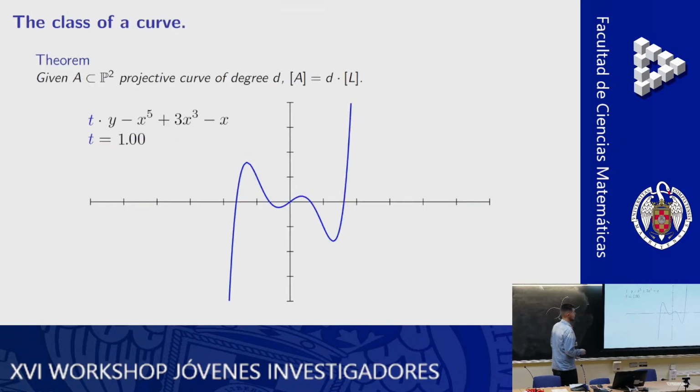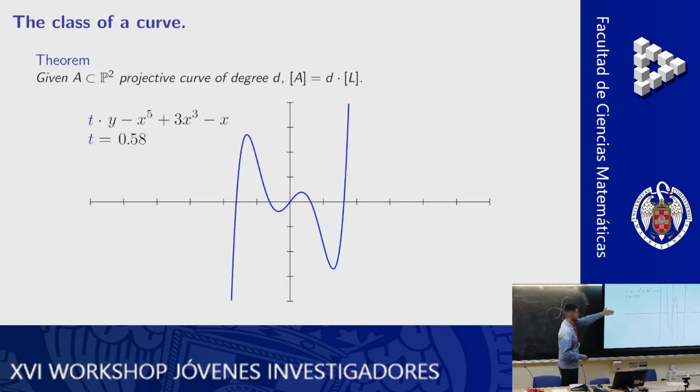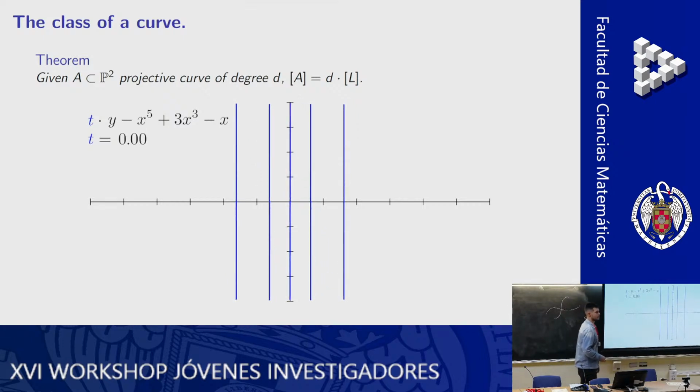So, what can we say about curves of the projective plane? Well, we can prove that given a projective curve of degree d, the class of the curve is exactly d lines, d times the class of a line. This is why this happens. So this can be done in every curve of any degree in the projective plane.